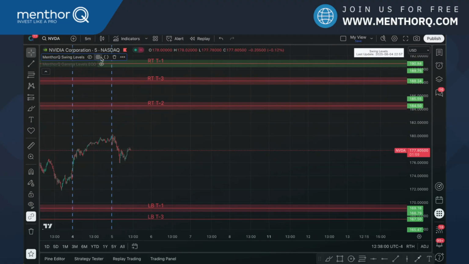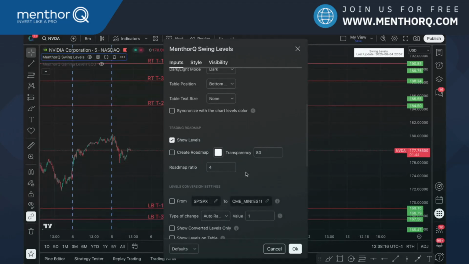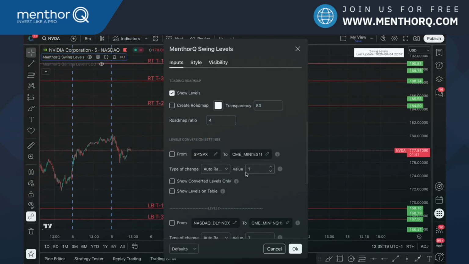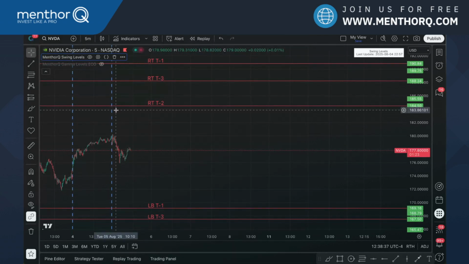The next question that we get is, okay, so I'm trading futures. How can I plot the swing trading levels on my futures? And the answer is we don't have direct swing trading levels on futures, but you actually can convert the swing trading levels from an ETF or an index directly into the future. So what you see here, very, very simple within the indicator, I can actually click here. I'm going to convert SPX swing trading levels onto ES, and I'm going to convert NDX swing trading levels onto NQ. So let's go and see how that works.